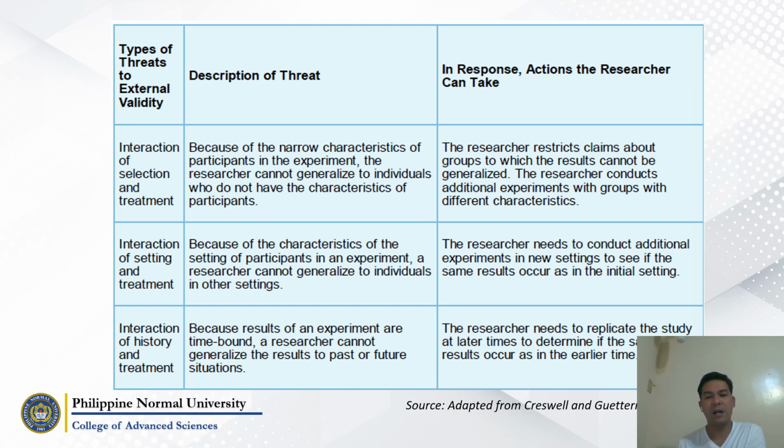So here, the researcher restricts claims about the groups to which the results cannot be generalized. The researcher conducts additional experiments with groups with different characteristics. Ito yung pwede natin maging address doon sa interaction of selection and treatment na threat. Second, for setting and treatment, because of the characteristics of the setting of participants in an experiment, a researcher cannot generalize also to individuals in other settings.